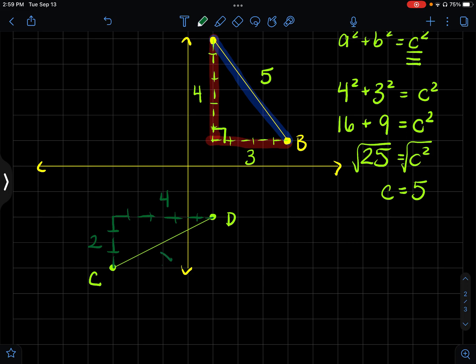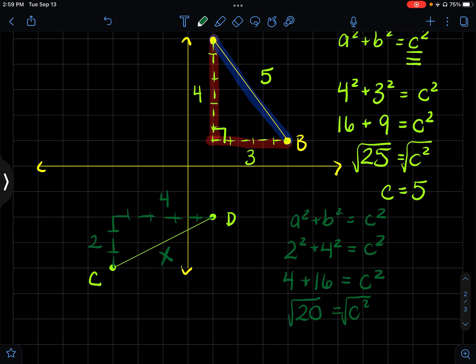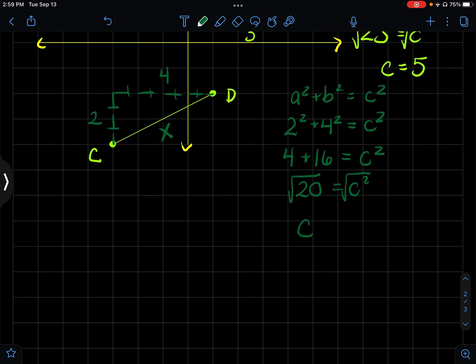Now remember, the original length that you were trying to find, that is your c. So a squared plus b squared equals c squared. We have 2 squared plus 4 squared equals c squared. You could also say the reverse, 4 squared plus 2 squared, doesn't matter. So 4 plus 16 equals c squared. And then 4 plus 16 is going to be 20. Square root, square root. So c is going to equal the square root of 20.